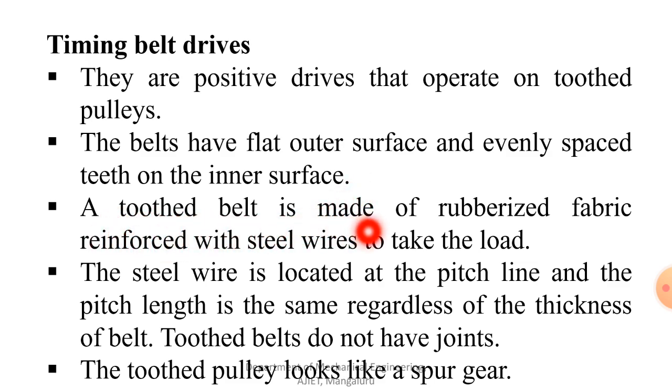A toothed belt is made up of rubberized fabric, reinforced with steel wires. So inside there will be steel wires. It is reinforced with steel. Outside there will be rubber. The steel wire is located at the pitch line, and the pitch length is the same regardless of the thickness of the belt. The toothed belts do not have any joints. This type of belt doesn't have any joints.